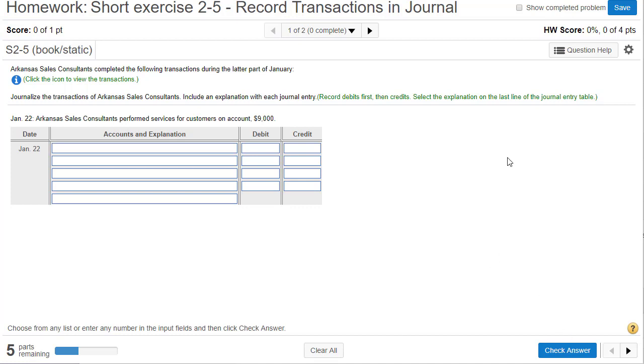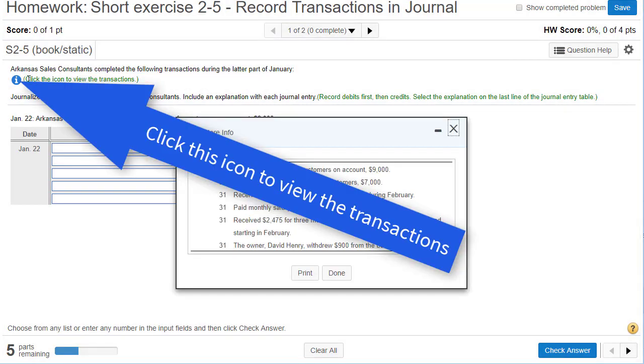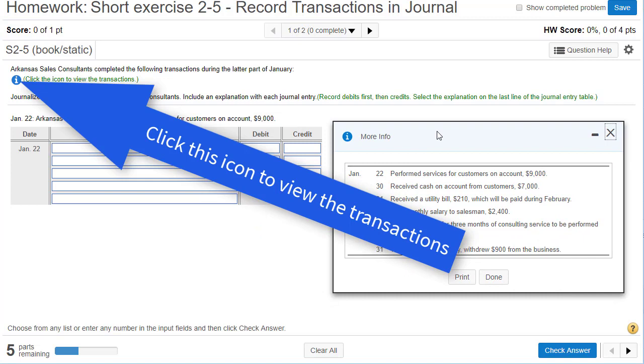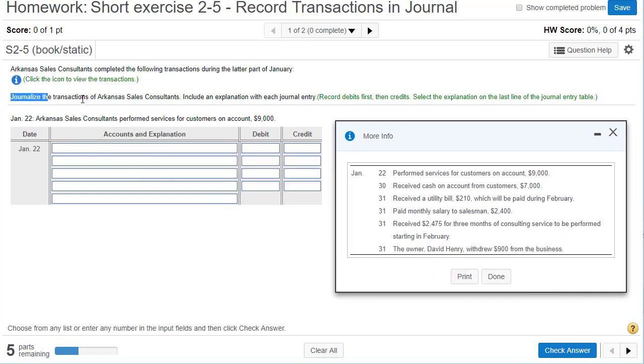Short exercise 2-5, we're going to record transactions in the journal. Arkansas sales consultants completed the following transactions during the latter part of January. So here are our transactions. Journalize the transactions of Arkansas sales consultants. Include an explanation with each journal entry.